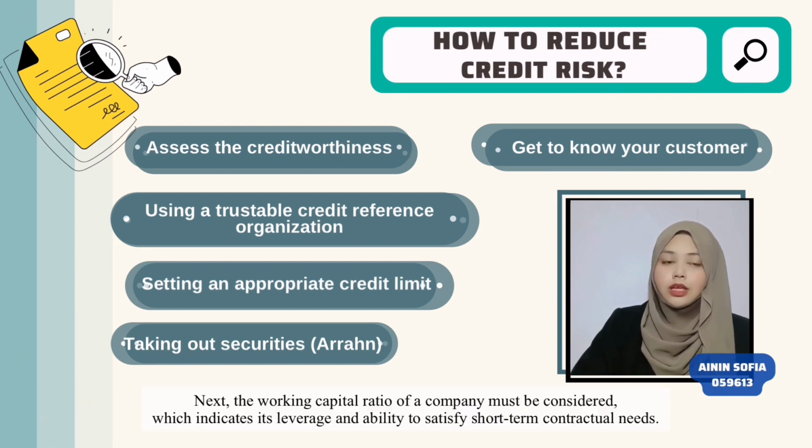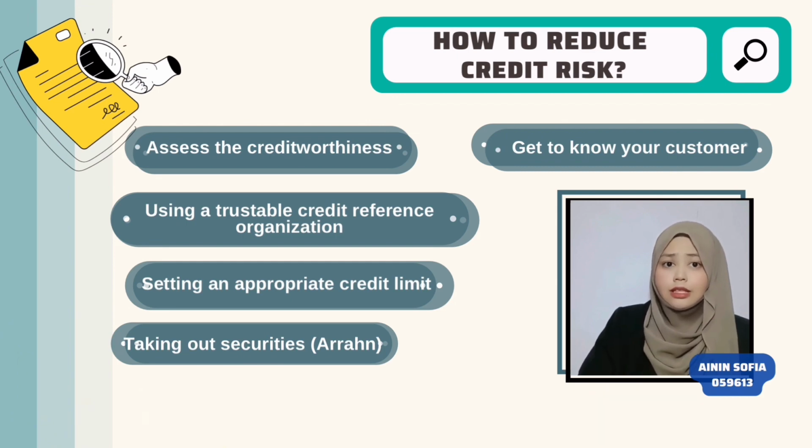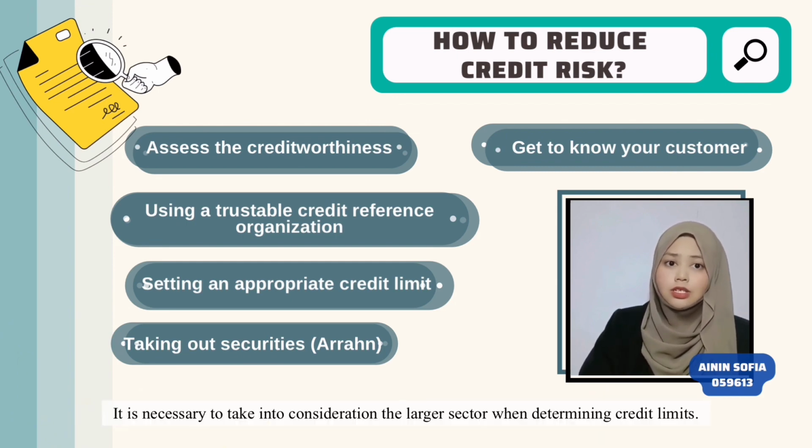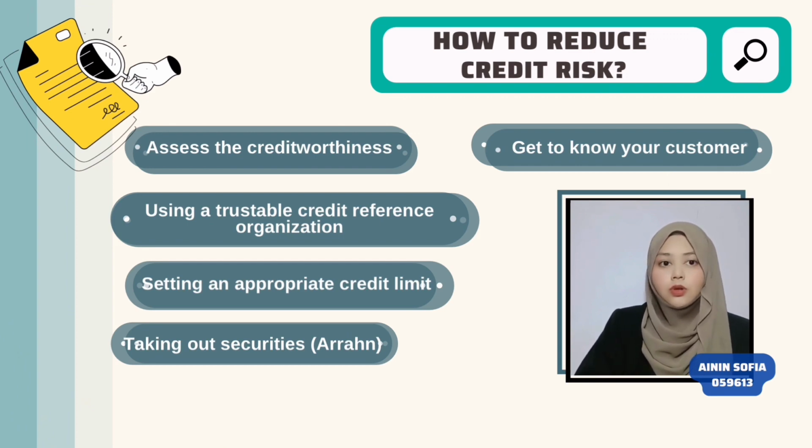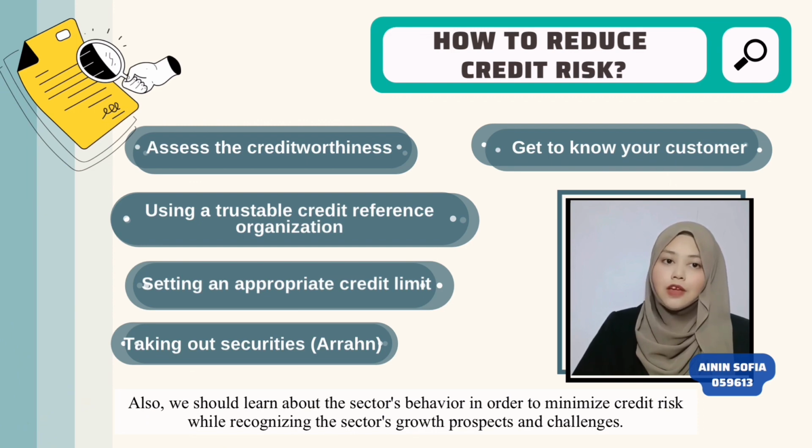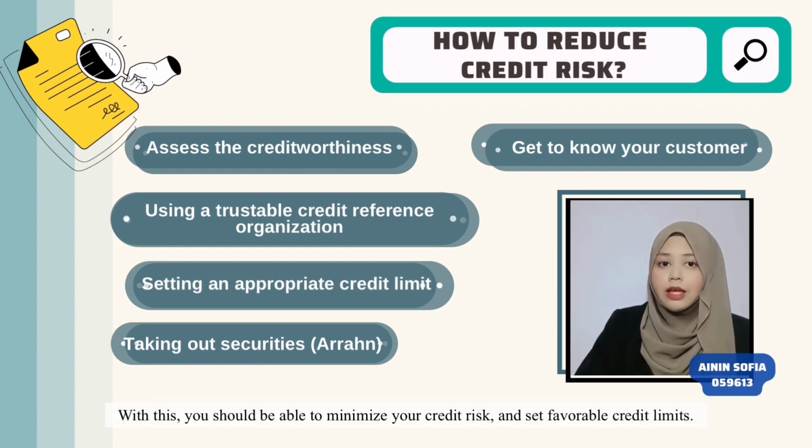Next, the working capital ratio of a company must be considered, which indicates its leverage and ability to satisfy short-term contractual needs. It is necessary to take into consideration the larger sector when determining credit limits. Also, we should learn about the sector's behavior in order to minimize credit risk while recognizing the sector's growth prospects and challenges. With this, you should be able to minimize your credit risk and set favorable credit limits.